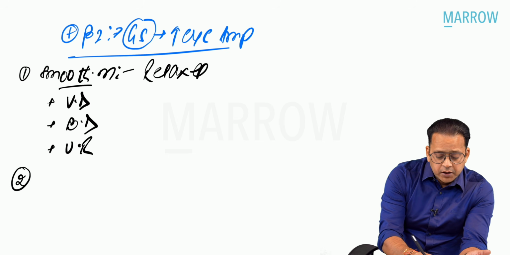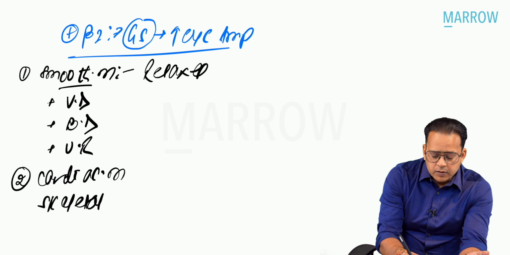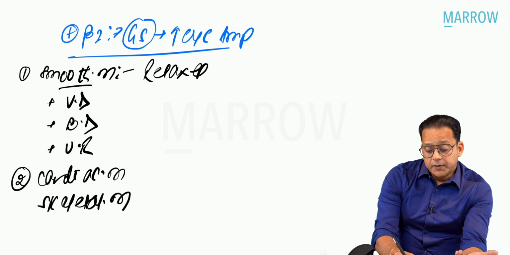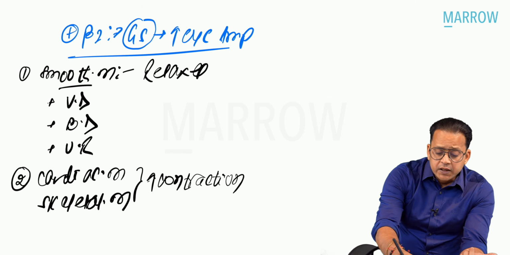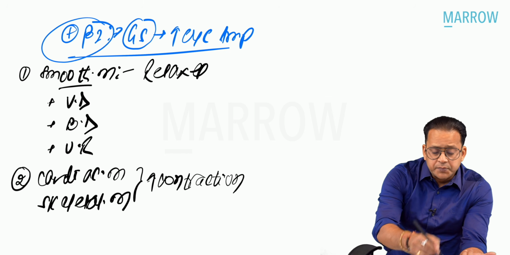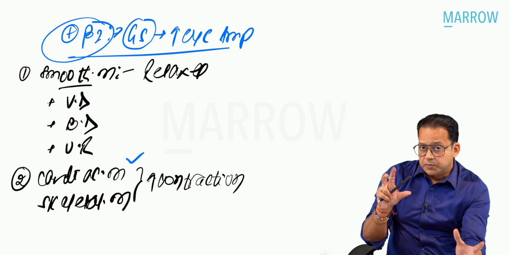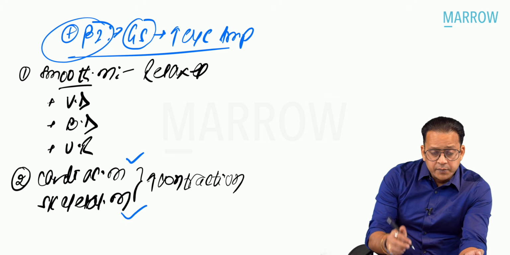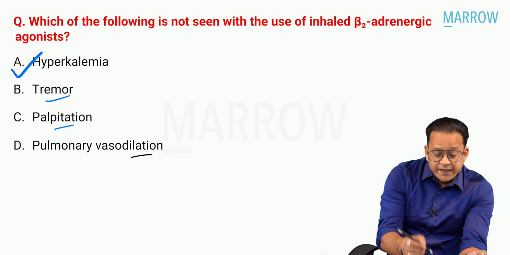Whereas if I talk about cardiac muscle as well as skeletal muscle, the effect is increased contraction or stimulation. And this is the reason why, whenever I stimulate the beta-2 receptor by giving drugs like salbutamol or ritodrine, there is palpitation because of cardiac stimulation and tremor because of skeletal muscle stimulation. So palpitation and tremor can be seen.